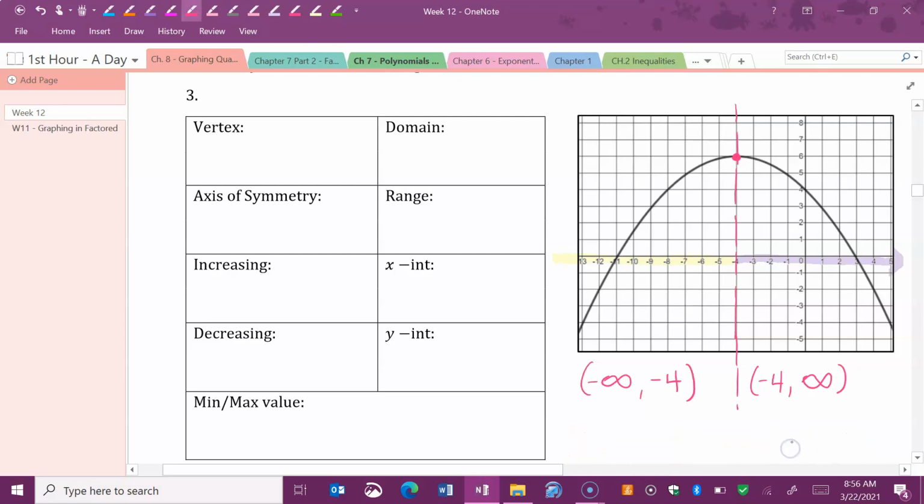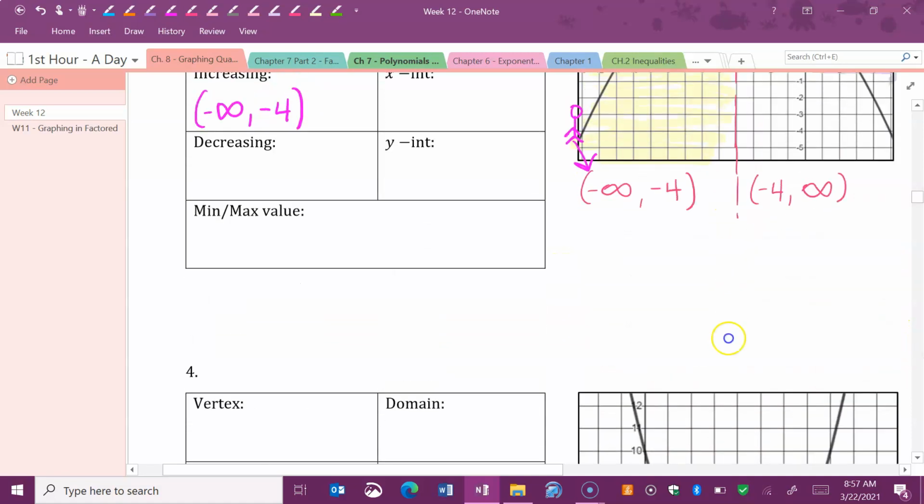Okay, and so then when we're talking about increasing and decreasing, I'm going to just highlight this part of the graph. So on this side of the graph, if I put a little guy on the graph, where is he going? Is he going uphill or downhill? He's going uphill. So that means that this interval is increasing. Those x values, -infinity to -4, are increasing. And if that guy keeps going, then he is decreasing.